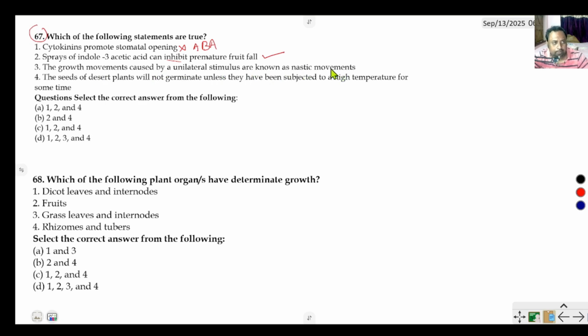The growth movement caused by unilateral stimulus are all known as nastic movement. Unilateral... And the seeds of desert plants will not germinate unless they have been subjected to high temperature for 1 or 2 hours for some time. Option 4 is correct and option 2 is correct, 3 is false, 1 is false. So the correct option is B.